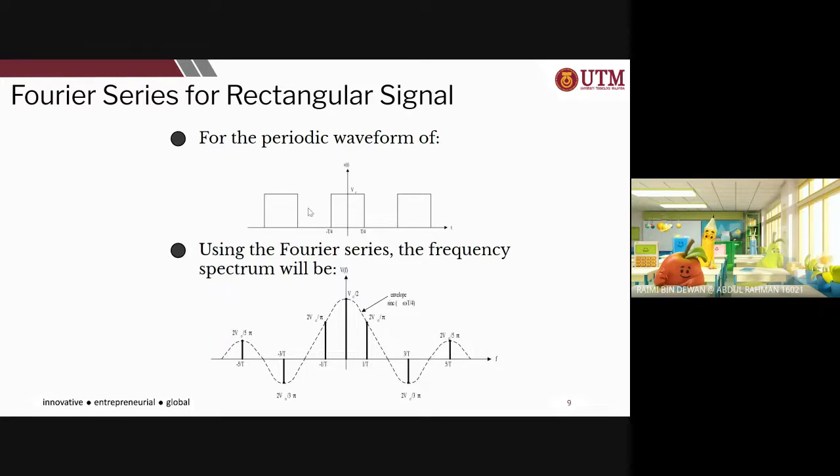Okay, if you see, this one is periodic, meaning a repeated waveform. I think you guys are already familiar with this. Using the Fourier series, you will obtain something like this: a sinc function envelope. So this is for the periodic waveform.